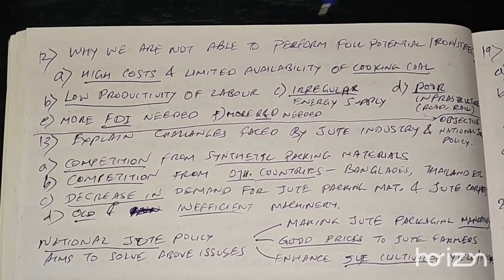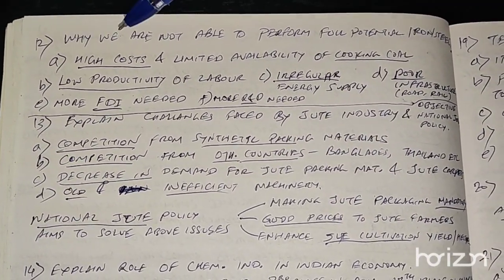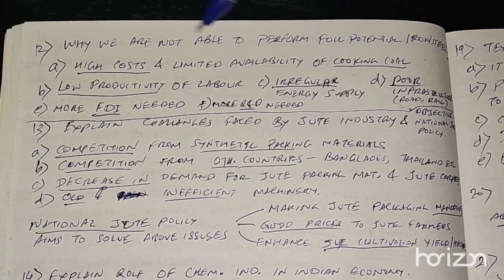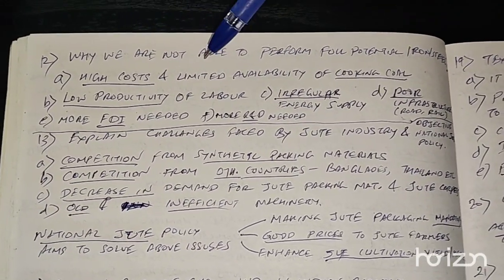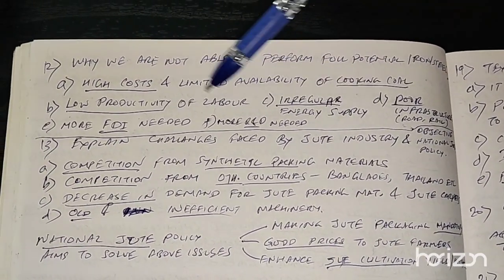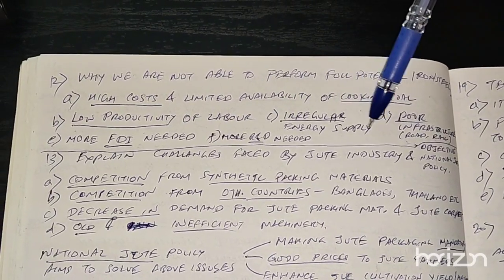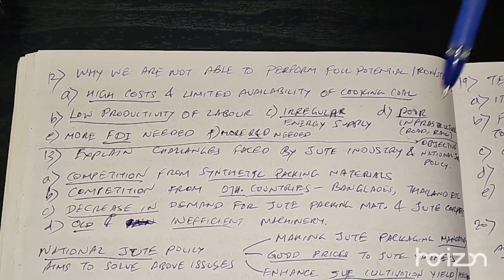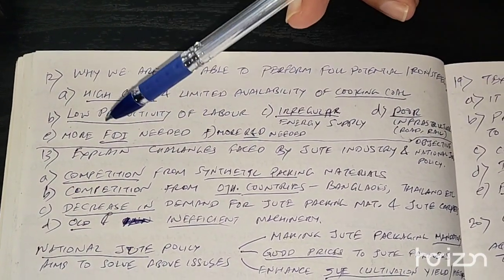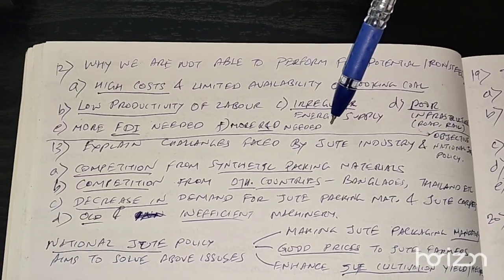Why are we not able to perform to the full potential in the iron and steel industry? See, one is the high cost and limited availability of cooking coal. Though cooking coal is available, it is not enough for our production. Then low productivity of labor. People working in the iron and steel industry are not trained. Then there is irregular energy supply in terms of electricity. And there is poor infrastructure in terms of road and rail. And more foreign direct investment is needed, and more R&D, research and development, is needed.